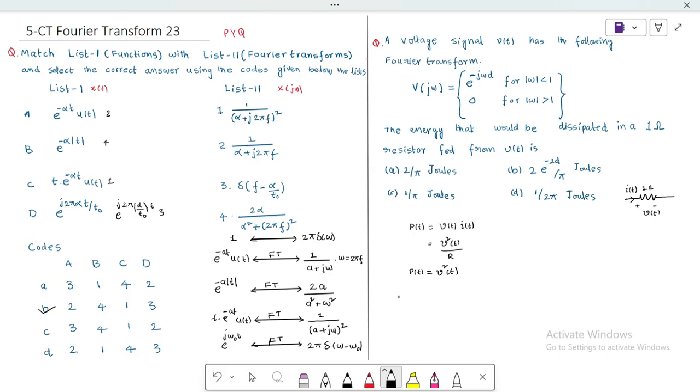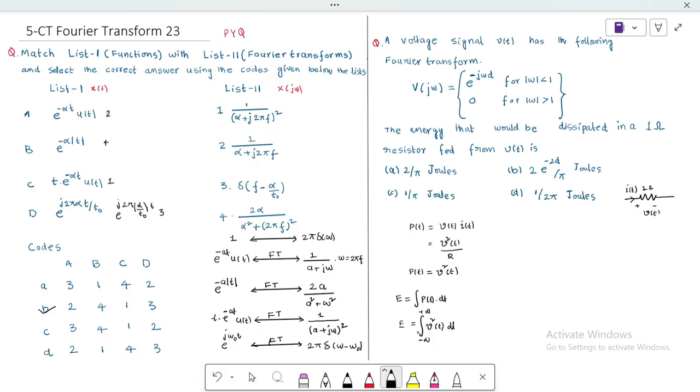So the energy equal to the integral of power into dt, the total power. That equal to the integral of P of t, so V square of t into dt, from minus infinity to plus infinity. So this is the energy. But here in the question, V of t is not given, but the Fourier transform is given. But you don't try to find the inverse Fourier transform.